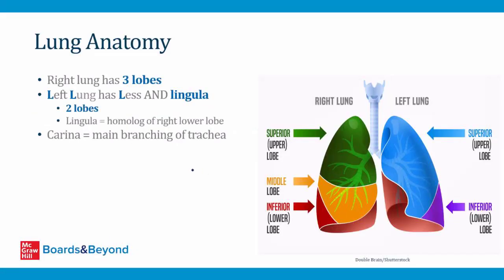So let's start by talking about the lobes of the lung. The first thing you should know is that the right and left lung are both divided into lobes. The right lung has 3 lobes and the left lung has 2 lobes. So let's look at this image on the screen here.